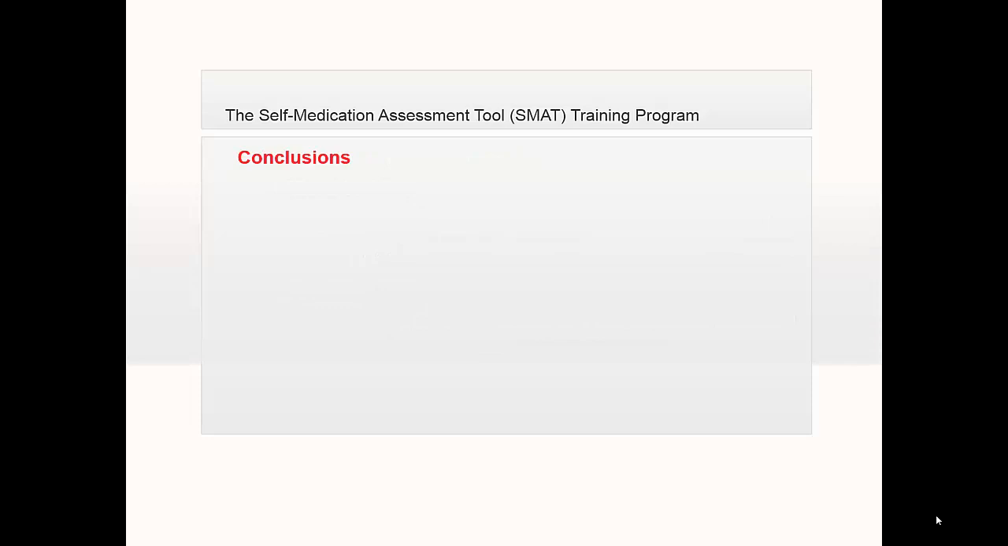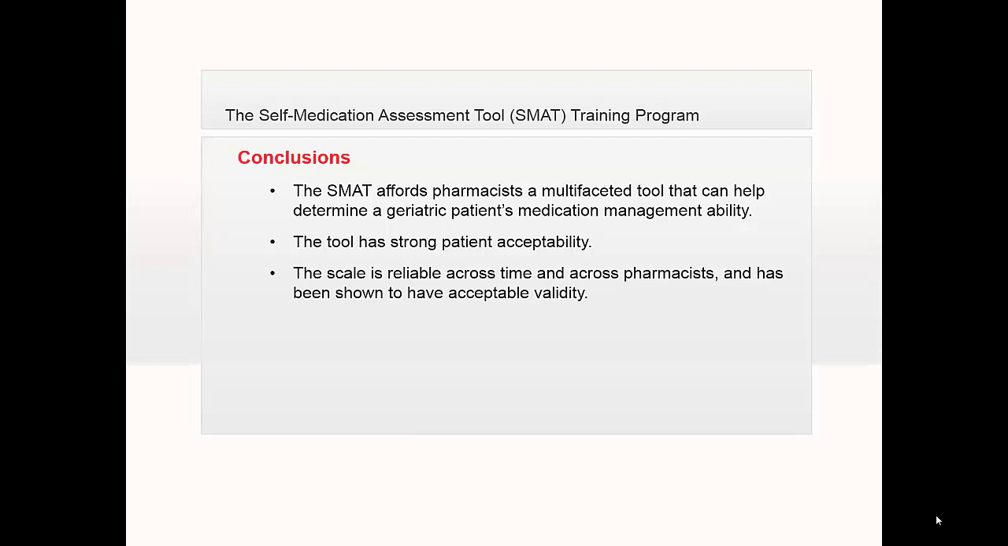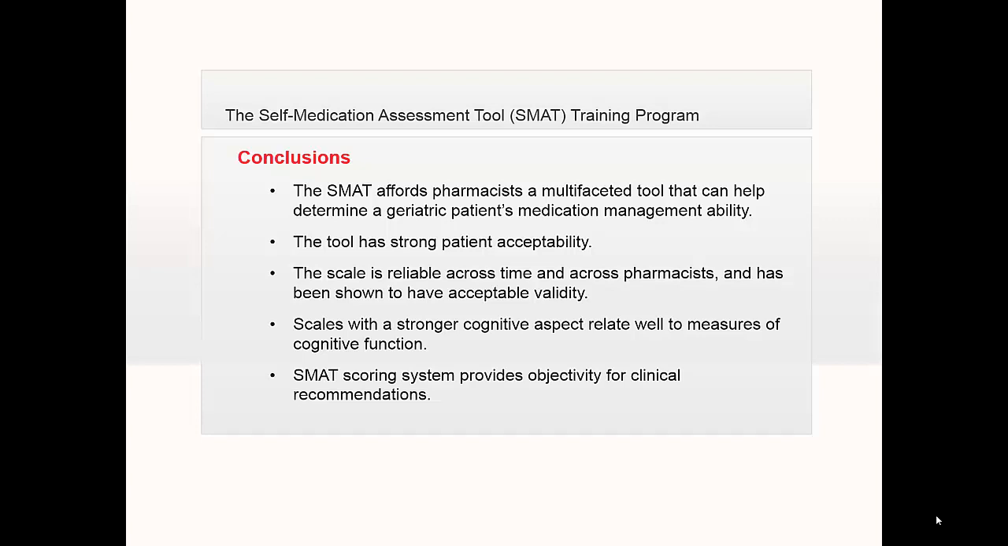Based on ongoing testing and evaluation, the following conclusions have been made regarding the self-medication assessment tool. The SMAT affords pharmacists a multifaceted tool that can help determine a geriatric patient's medication management ability. The tool has strong patient acceptability. The scale is reliable across time and across pharmacists and has been shown to have acceptable validity. Scales with a stronger cognitive aspect relate well to measures of cognitive function. And the SMAT scoring system provides objectivity for clinical recommendations.